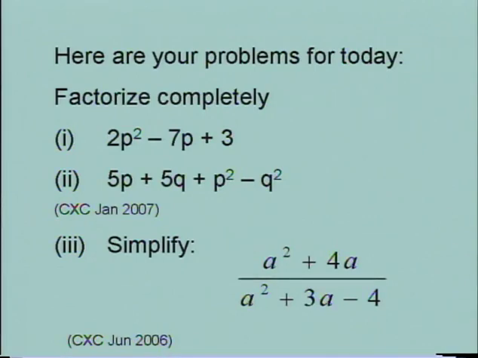The third one, simplify a squared plus 4a all divided by a squared plus 3a minus 4. Now in this third example, you will have to do some level of factorization and then cancel the common terms to simplify it.